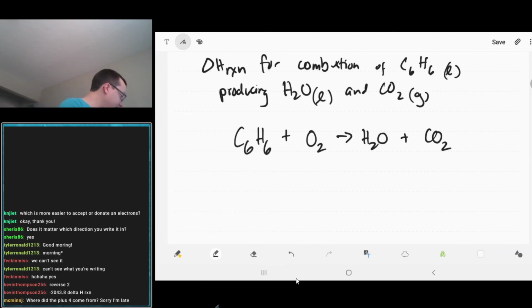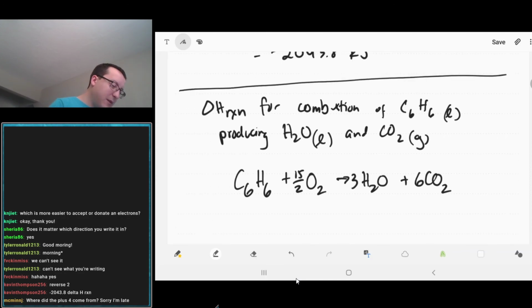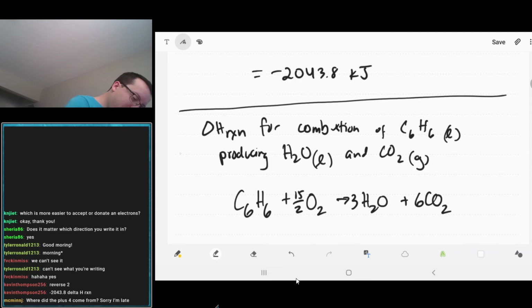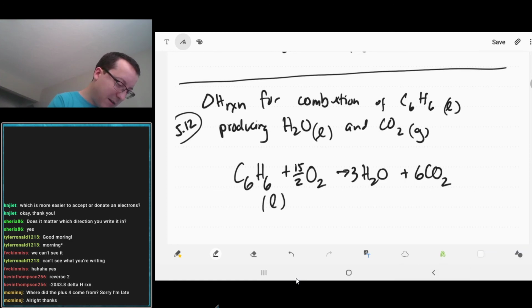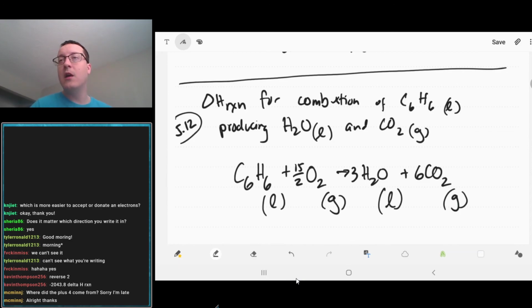Let's go ahead and balance this. Hopefully the book has done it. Yes, good. Oops, these are reversed. Oh, by the way, this one is actually from the book, so this is exercise 5.12 in the book. Okay, cool. So let's put our state symbols in there. This one is telling us we're producing liquid water. So this time we're going to use delta H for liquid water.